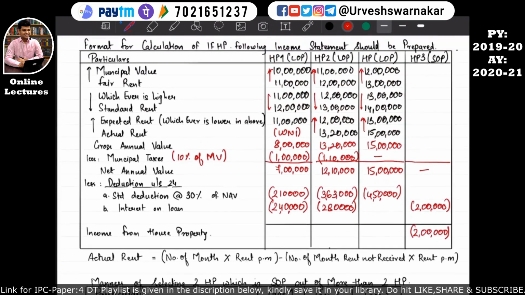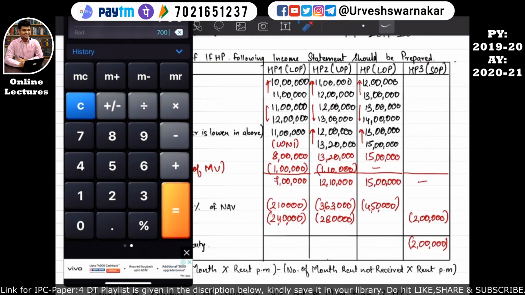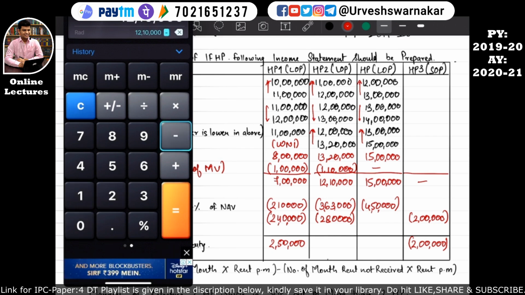Okay, so now let's calculate income from house property 1, which was a let out house property. 7 lakhs minus 2,10,000 minus 2,40,000. Okay, so it comes to around 2,50,000. I hope this is quite clear. In case of house property 2, income from house property 2 is 12,10,000 minus 3,63,000 minus 2,80,000. Okay, which is equal to 5,67,000. I hope this is quite clear to us.